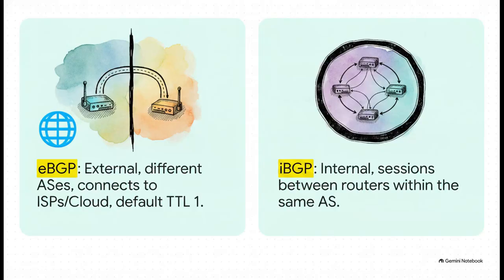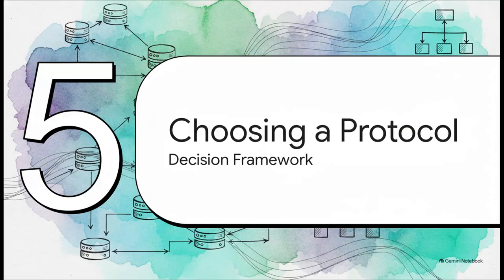To deploy BGP properly, we have to understand its 2 distinct flavors. eBGP, or external BGP, happens between routers in completely different autonomous systems. This is how you connect to AWS or your internet service provider. These routers are typically directly connected physically. On the other hand, iBGP, or internal BGP, creates sessions between routers within the exact same autonomous system. And the rules for how they advertise routes to each other change drastically depending on whether that session is internal or external. Finally, Section 5, Choosing the Right Protocol.